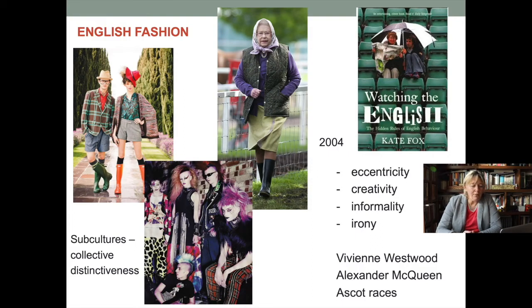And this is connected with very strong subcultures in 20th century British culture. So we have this kind of collective distinctiveness of some groups like punks, for example, who would distinguish themselves from other groups mostly by clothes. If you look at some famous occasions like the Ascot races, where women come wearing very elaborate and extravagant hats, this is part of English culture. And even if you look at the clothes worn by the Queen herself, it's very informal.